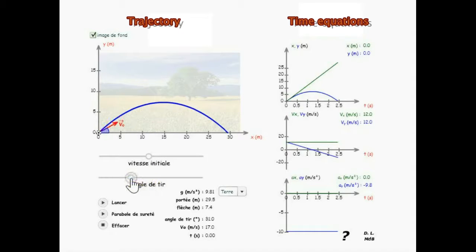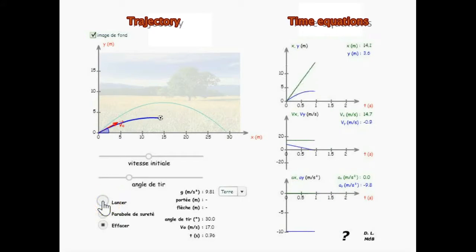Let's now change the angle to see another case. Let's take, instead of 45, 30 degrees, and we make the launch. We see that the projectile reaches the ground closer than before. The distance from the point of launching to the point of impact, we call it the range.